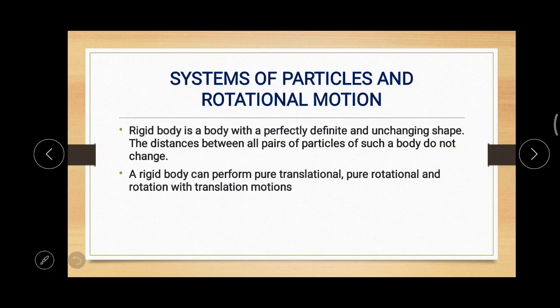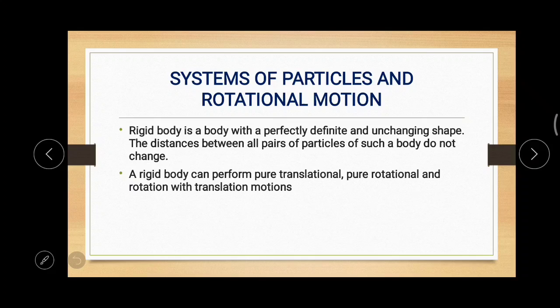So the shape will not be changing, and the distance between the pairs of particles will not change either. A rigid body is a system of particles, so there will be many particles in the rigid body. The distance between these particles should be fixed and should not change. Now a rigid body can perform pure translational motion, pure rotational motion, and translational motion along with rotation, that is rolling motion.